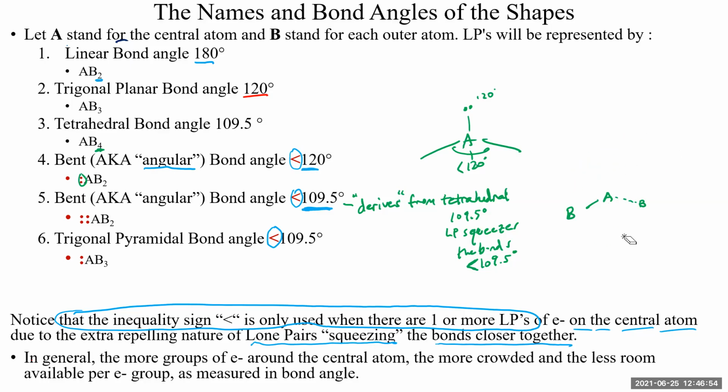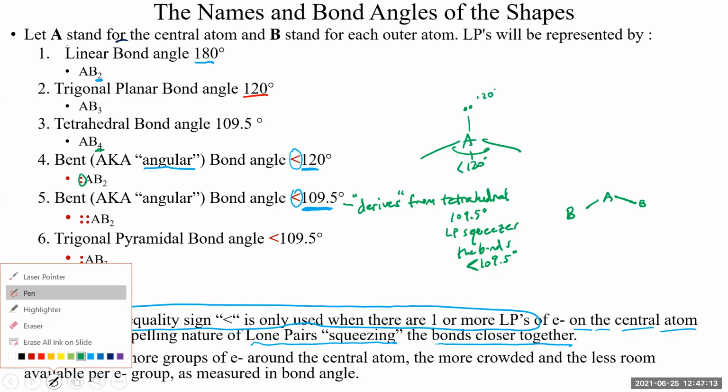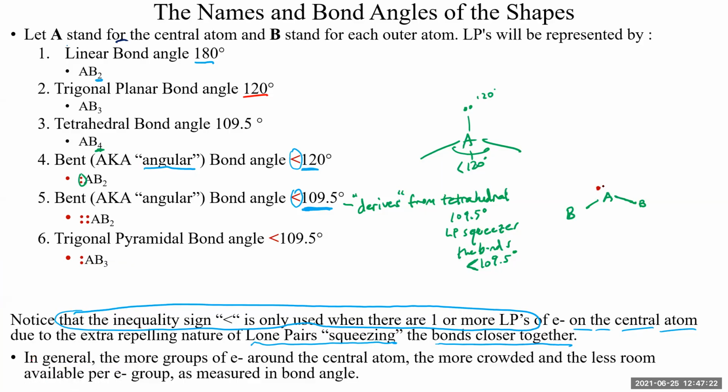Why did I do that? I'm so sorry. We're still working on bent, aren't we? Sorry about that. I don't know why I suddenly started thinking about trigonal pyramidal. Let me redraw that. The same logic is going to hold, by the way, between bent less than 109.5 and trigonal pyramidal. Here we go. So bent less than 109.5 has two.